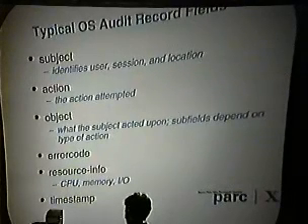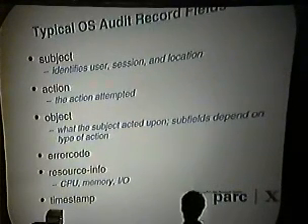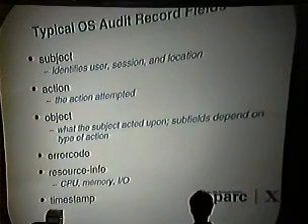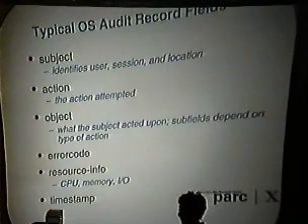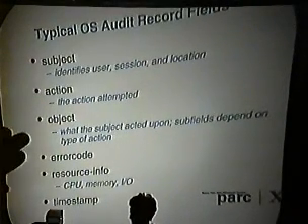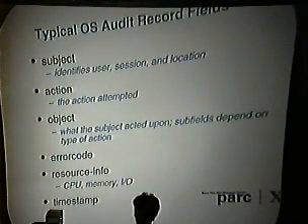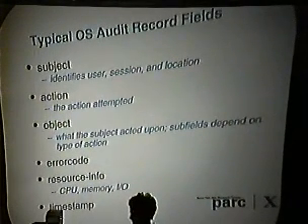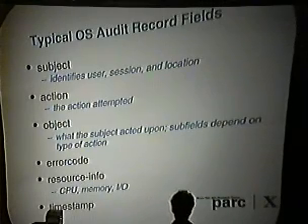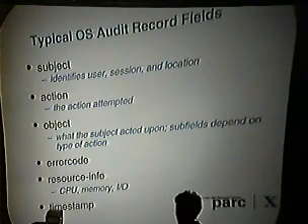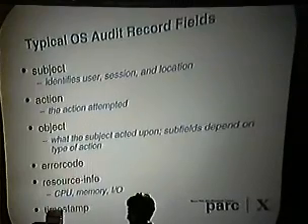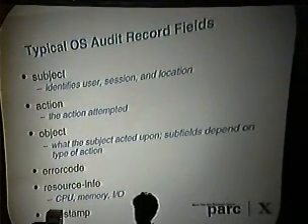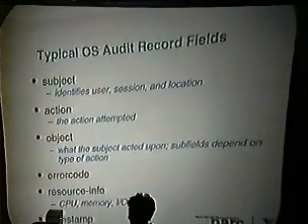So typical operating system audit record fields: there'll be a subject field telling you who did the action, a verb or action field telling you what was attempted, the object of the action, which could be a file or another user, or varies depending on the type of action, and then error code, resource consumption information, and timestamp.